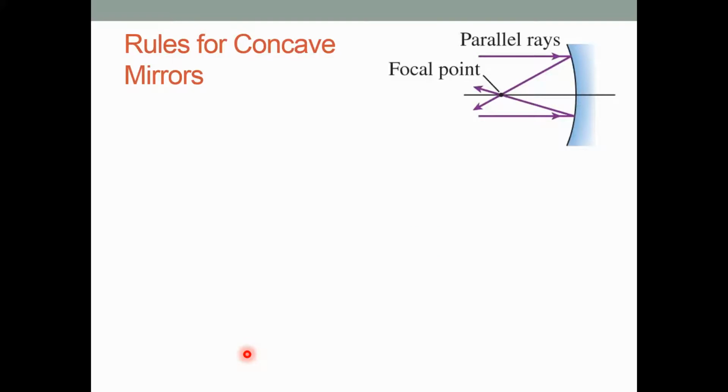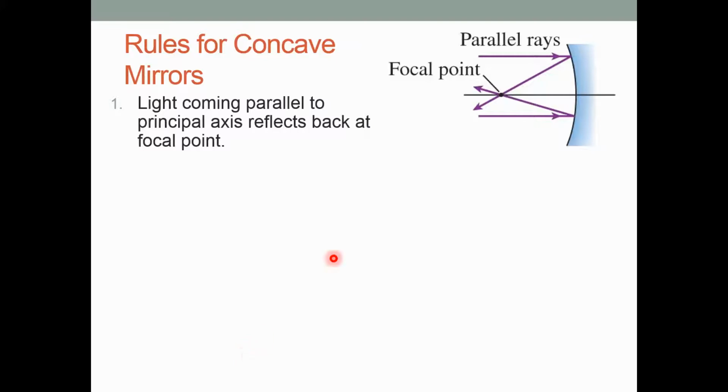So there's some rules for concave mirrors. There's three main rules that we follow for these kinds of mirrors. First, light that comes in parallel to the principal axis. So this is our principal axis. Any light that comes in parallel to that is going to reflect back through the focal point. At any other point it comes in parallel, it will reflect back to the focal point.